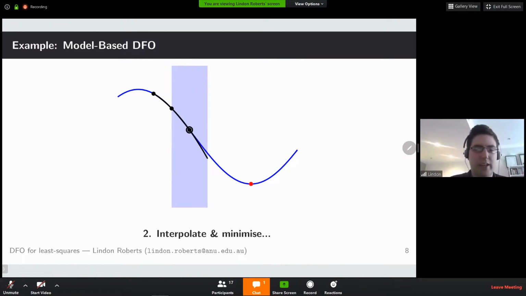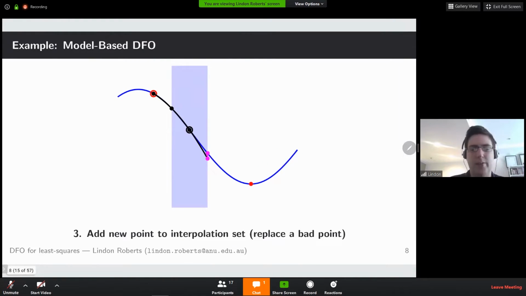So now what I can do is minimize the objective inside this region. Well, obviously that gives me the point on the right-hand side. So I can evaluate that point and measure how well I did. And this was a good point, so I want to add it to my interpolation set. Well, that'll mean I have 4 points in my interpolation set to build a quadratic function, which doesn't make sense.